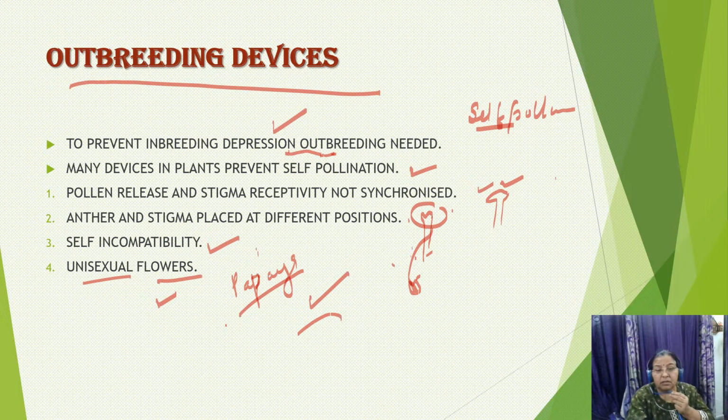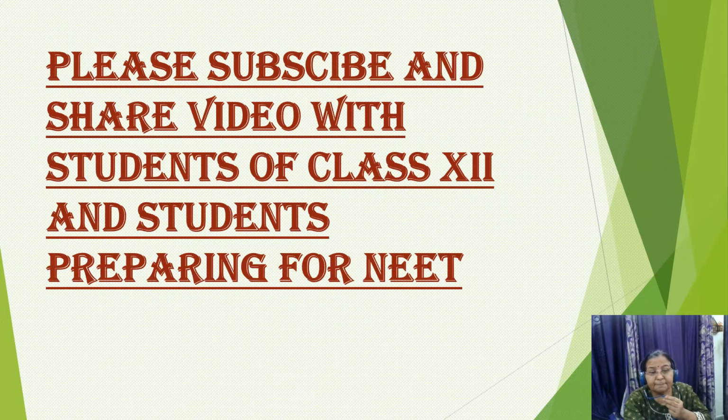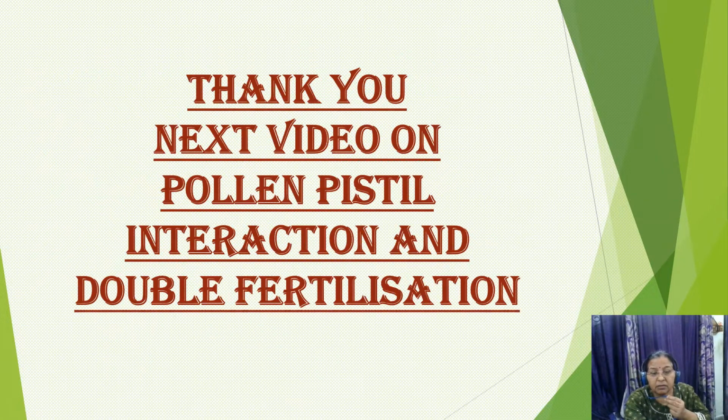So this is all about pollination and outbreeding devices. Next we will discuss pollen pistil interaction, fertilization and double fertilization.